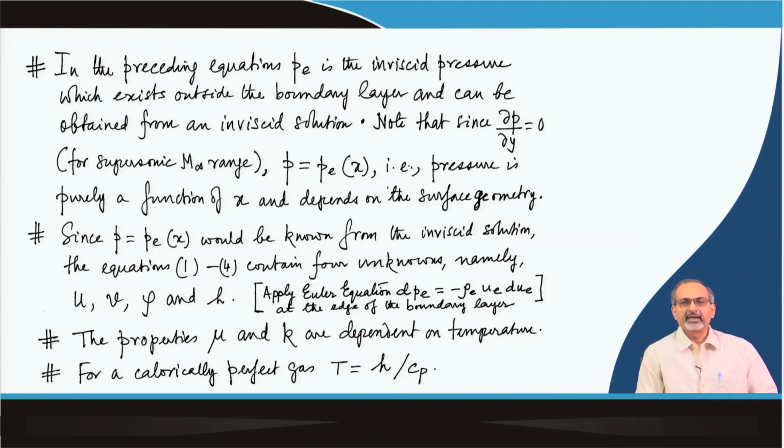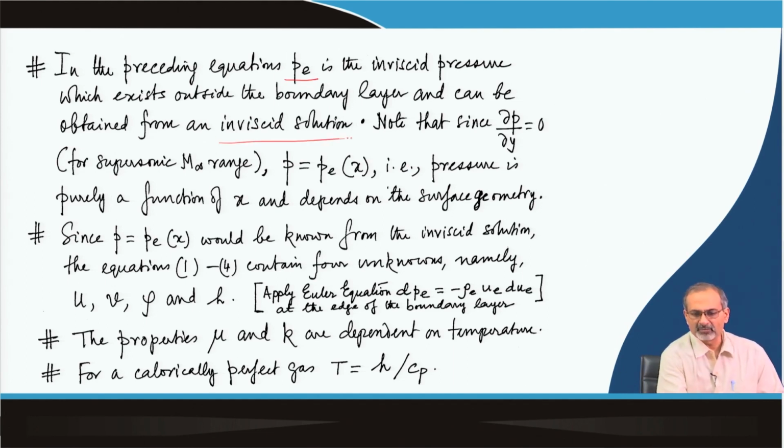Now, in the boundary layer equations we saw that pressure depends on the inviscid solution, the P E as we say, and it exists outside the boundary layer, and it has to come from an inviscid solution that we perform. And pressure becomes purely a function of x, it loses its dependence on y, and being a function of x, it would then depend on the surface geometry alone.